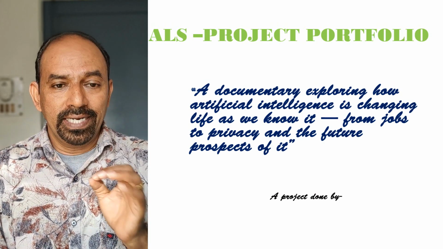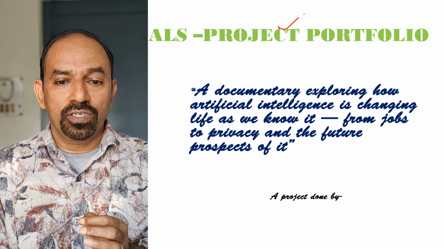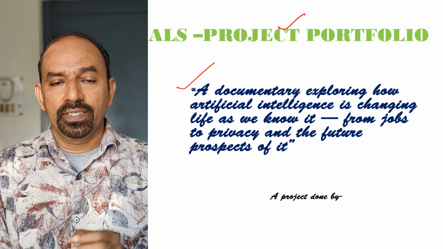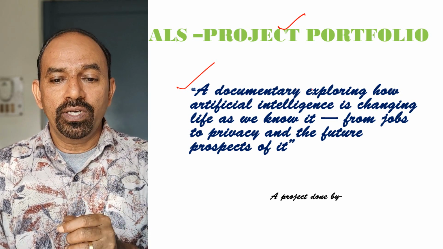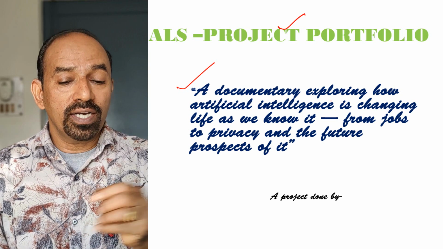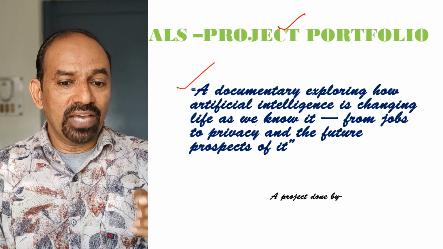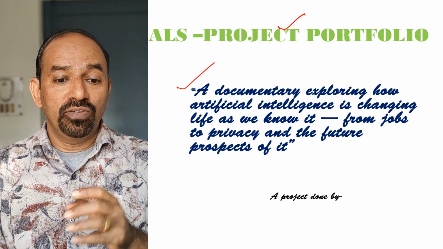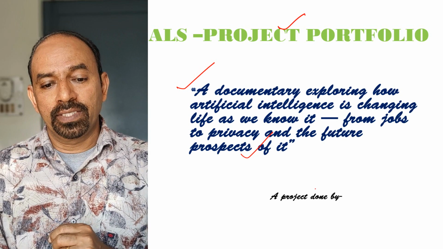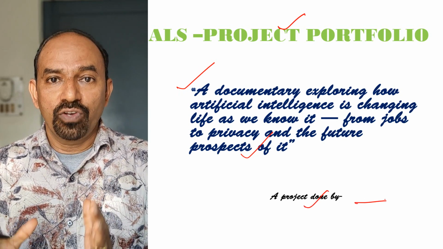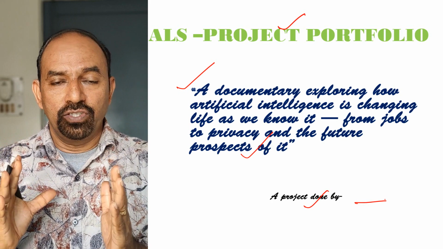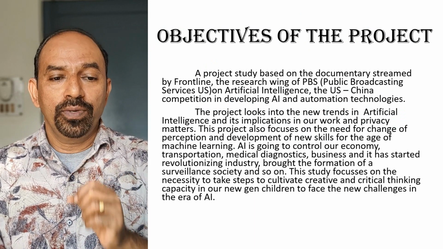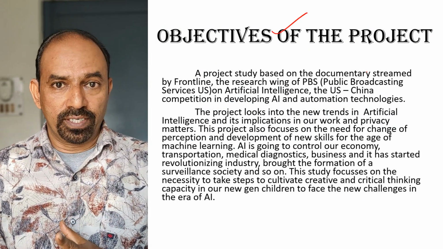This is the title page, ALS project portfolio. Then give the title of your project. Here the title is a documentary exploring how artificial intelligence is changing life as we know it, from jobs to privacy and the future prospects of it. A project done by, then give your name there. This is the second page or title page of your project. Let's move. Next page, objectives of the project.